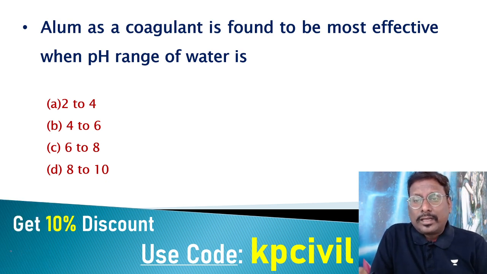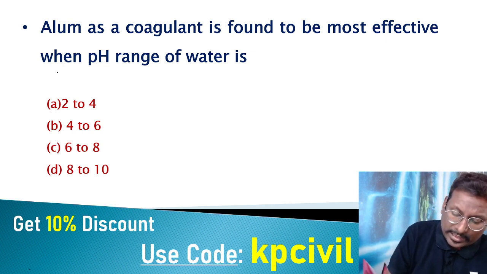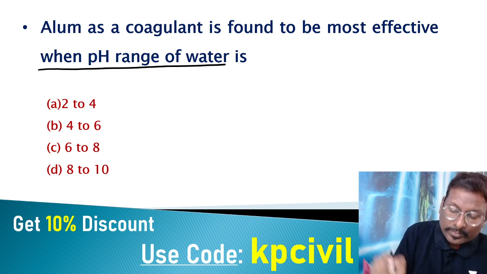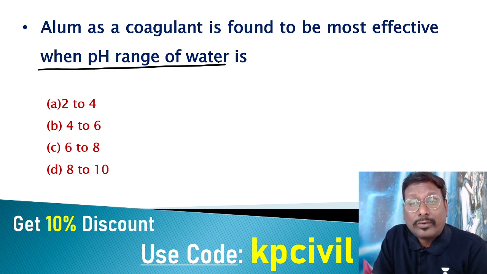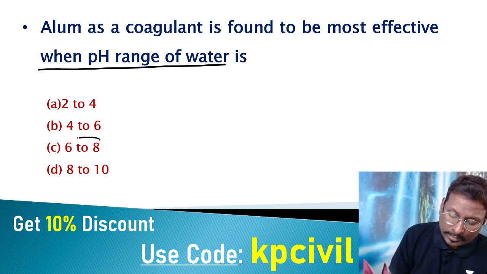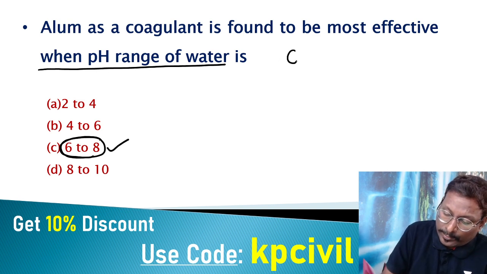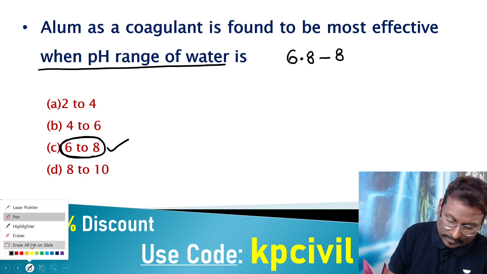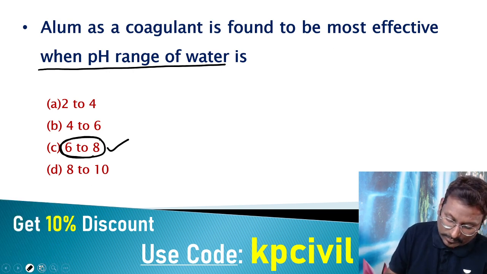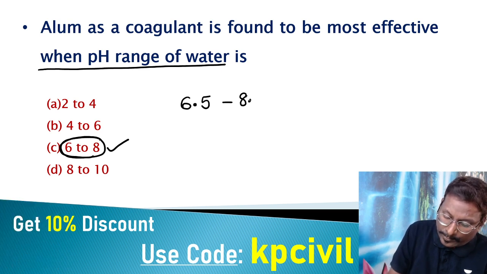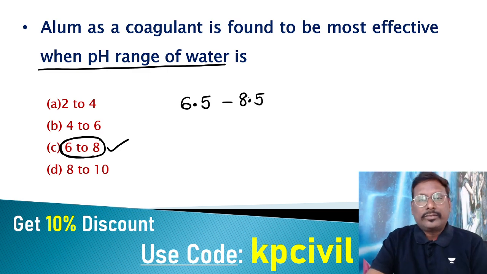Alum as a coagulant is found to be most effective when the pH range of water is between 6.5 to 8.5. Neutral pH. Alum as a coagulant is most effective between 6.5 to 8.5.